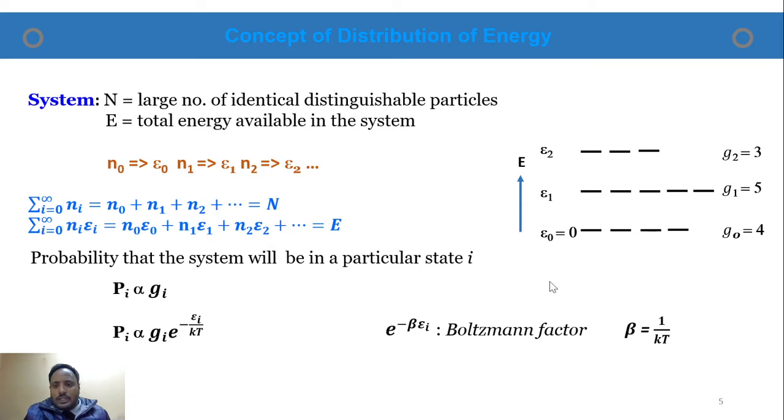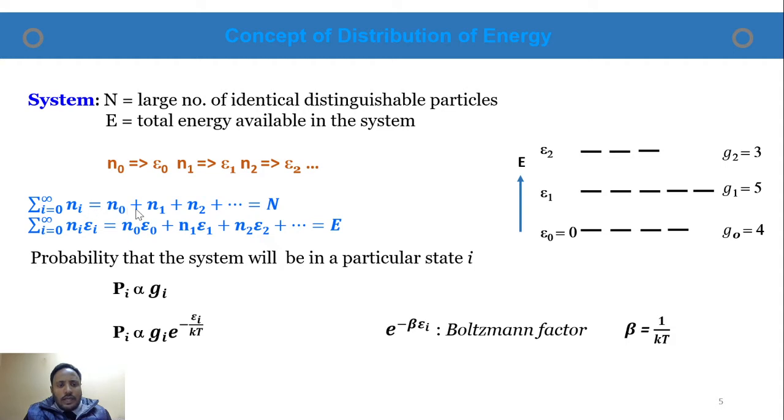Let us consider that E0, E1, E2 be the values of energies that the particles in the gas can assume. And suppose that the degeneracies of the energy levels are G0, G1, G2 and so on. Let us consider one particular distribution where n0 particles have energy E0, n1 particles have energy E1, n2 particles have energy E2.